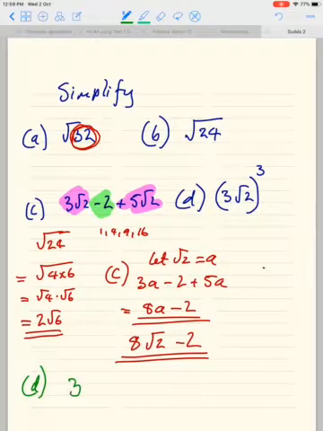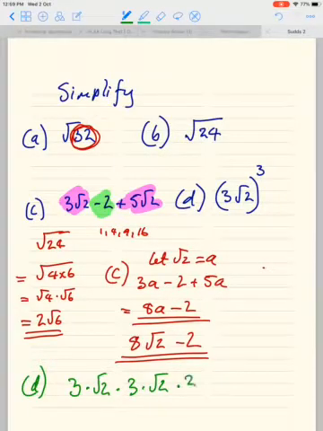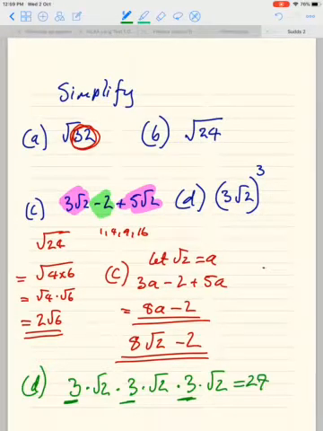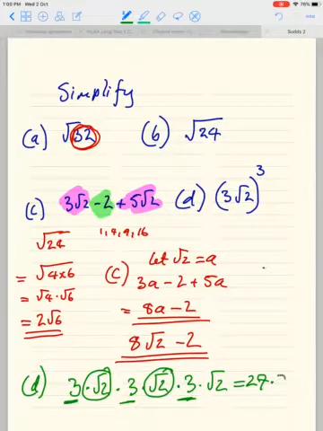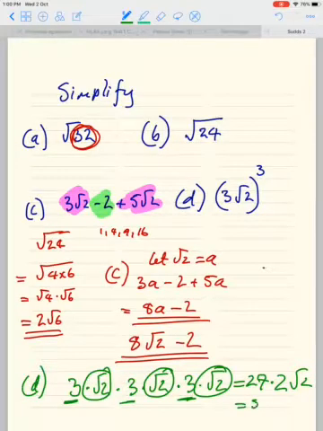This is 3 times by root 2, but then it's cubed. So it's times by 3 times root 2 again, and it's times by 3 times root 2 again. Now you can do the multiplication in any order. So I'm going to do 3 times 3 times 3, which is 27. And then I'm going to do this root 2 times root 2, which is 2. Then I've got a root 2 just to multiply at the end. So that is 54 root 2.